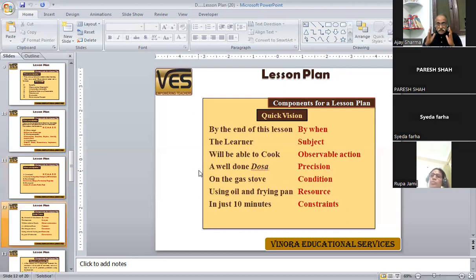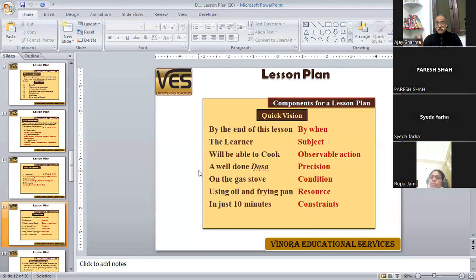Now, see, quick revision. By the end of this lesson, the learner will be able to cook a well-done dosa on the gas stove using oil and frying pan in just 10 minutes. Now see, each component has been precisely given. By when, by the end of the lesson. 35 minutes, 38 minutes, depends. So by when? By the end of this lesson.